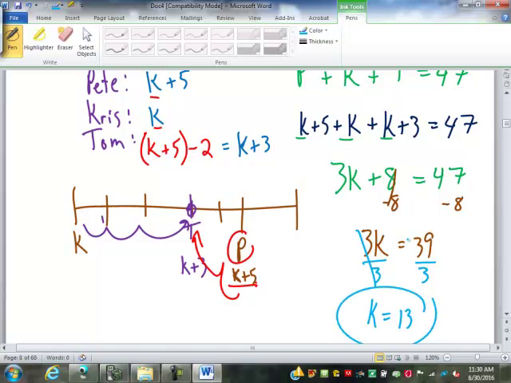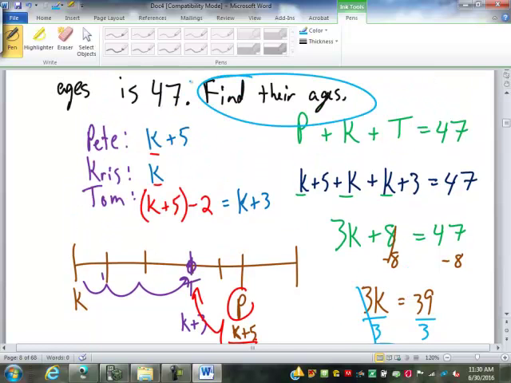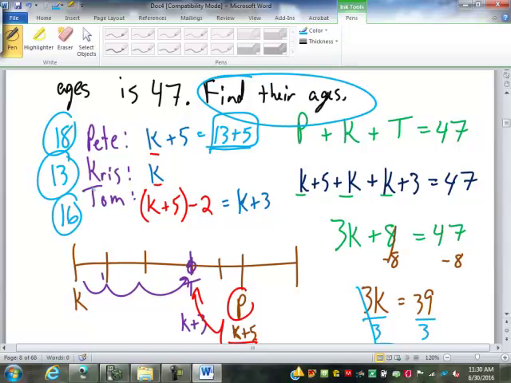Am I done? No. Still got to answer the question. The question was find their ages. Chris is 13. Pete is going to be 13, so we can just add the 5 to the 13. Yep, 13 plus 5 is 18. And then minus 2 from 18. Yep, 18 minus 2 is 16, or we could do 13 plus 3 is 16. And at this point, I'd want to go back through and make sure those still add up to 47, just to be sure.